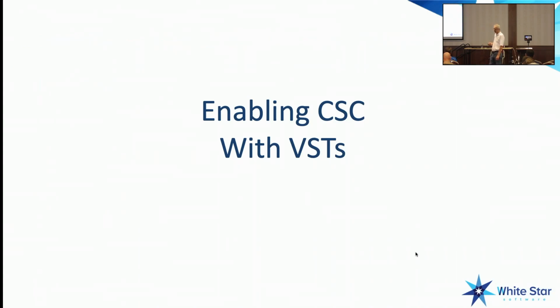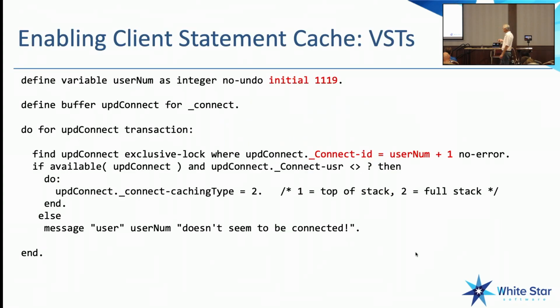Or you can do it with VSTs. VSTs are typically read-only. You think of VSTs, the virtual system tables, as read-only tables, but actually there are a few updatable fields. There are a few fields in the VSTs which you can write to in order to enable features like this. So we can update the caching type with connect caching type equals 2, which says I want the full stack in this particular case. Or if we didn't find the connect record, then that user has logged out and they're no longer connected.